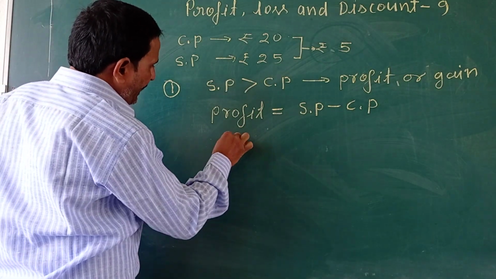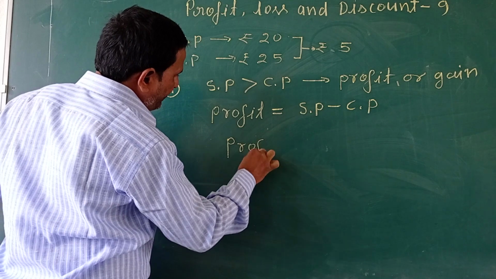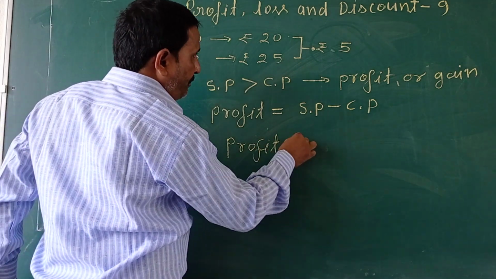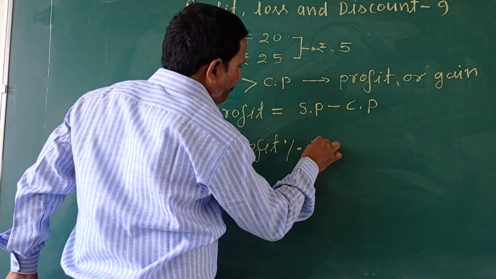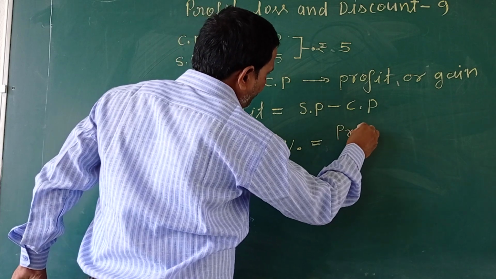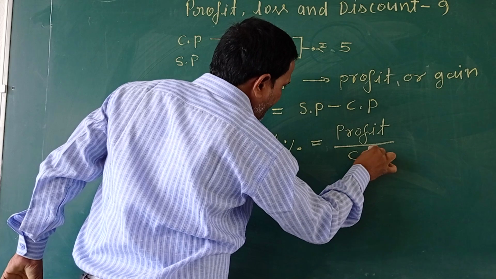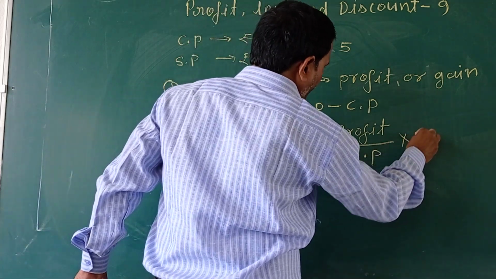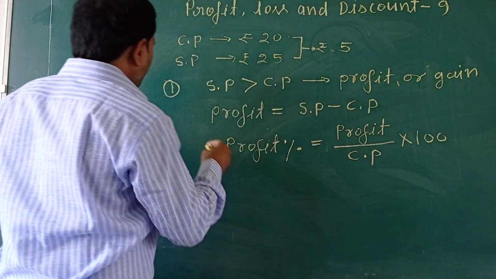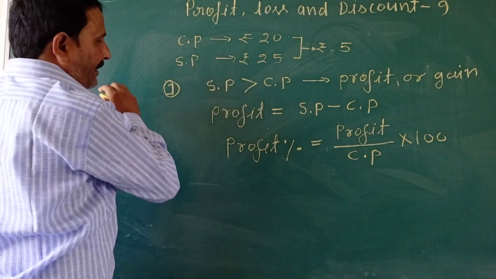If anybody asks what is the profit percent, profit percent is equal to profit upon your cost price CP into 100. That is your first formula.